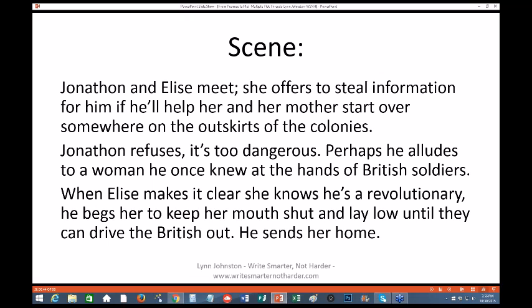Or if it's in her point of view, maybe he's actually going to tell her, "No, I've already lost one woman that way. I'm not doing this again." And then when Elise makes it clear that she knows that he's a revolutionary, he's going to say, "Holy cow, keep your mouth shut. If your stepfather finds out for sure that I'm the one leading the rebel unit, we'll be in trouble. So I want you to lay low. Trust me, I know I can kick the British out. I've got something cooking. Please just go home." So that's another scene that falls out of those first inciting incidents.